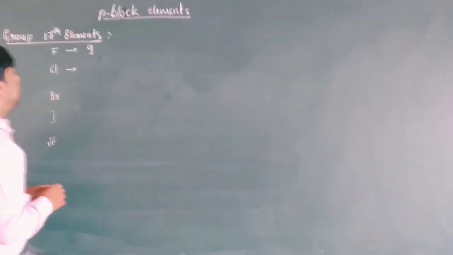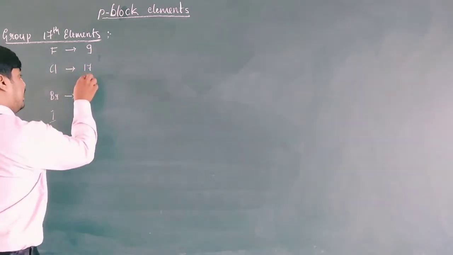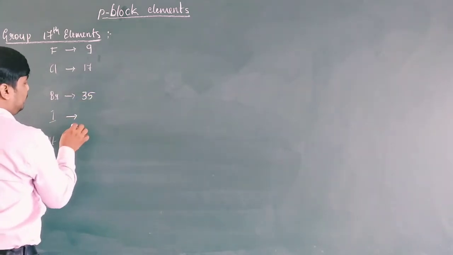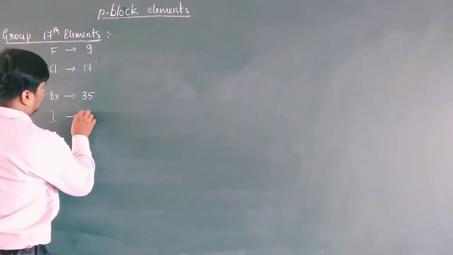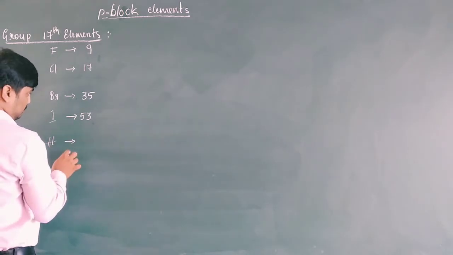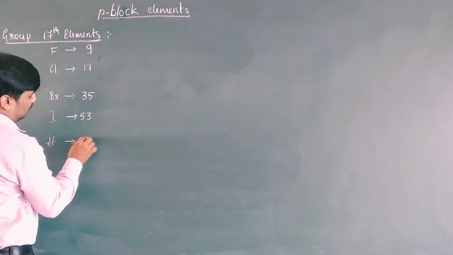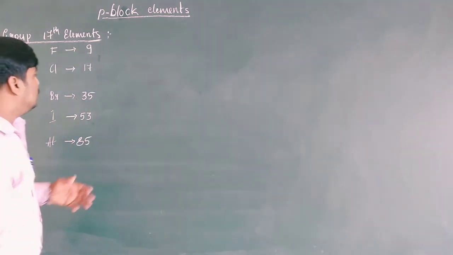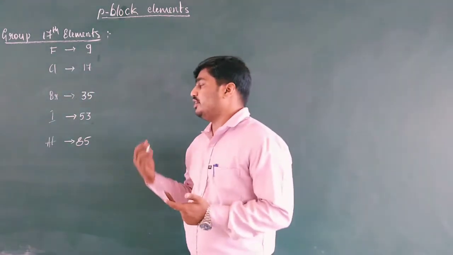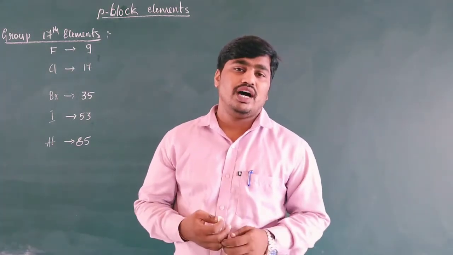Next, plus 8 gives 17, plus 18 is 35, plus 18 gives 53, plus 32 gives 85. So these are the atomic numbers: fluorine 9, chlorine 17, bromine 35, iodine 53, and astatine 85.